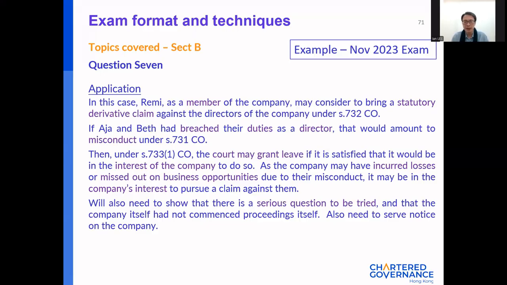We also need to show that there's a serious question to be tried and the company itself had not commenced proceedings. If that's the case, then you also need to serve notice on the company. So you need to inform the company a member has brought a claim on behalf of the company, so it knows it's actually now part of court proceedings.